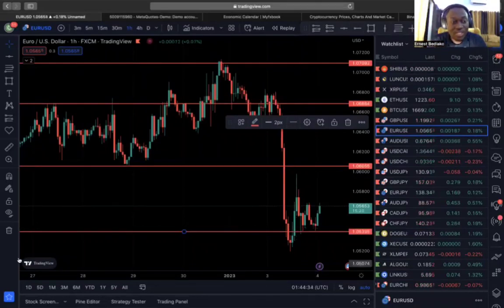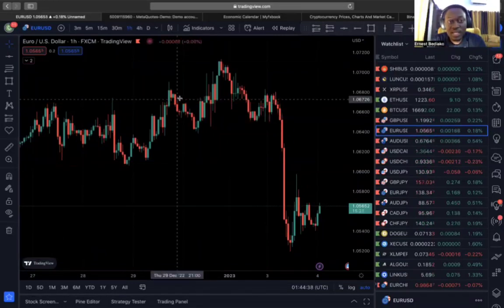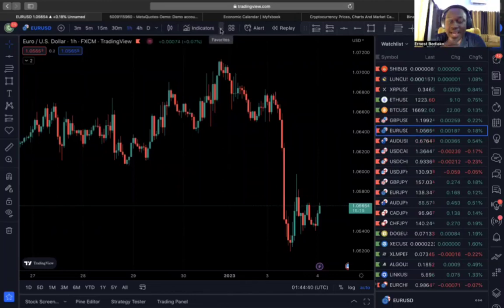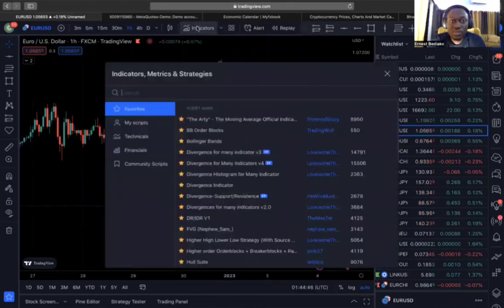There's a support resistance indicator by LuxAlgo. So you come to TradingView, you search for support.